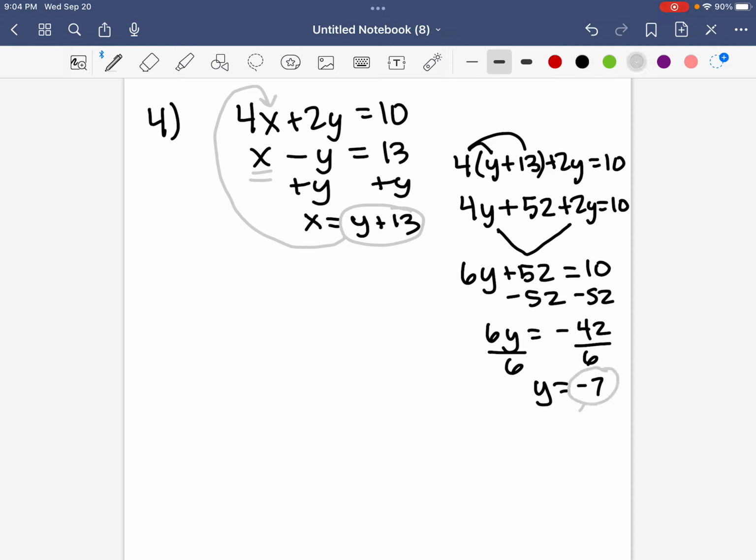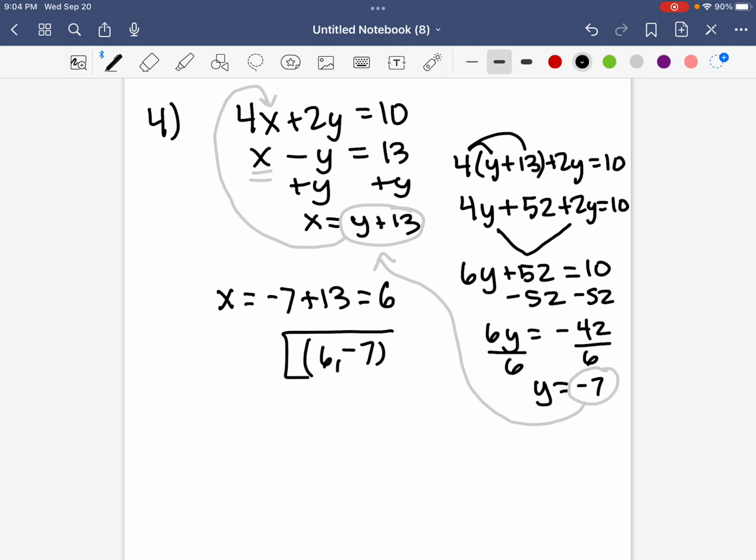Then I take this negative 7, and I plug it into the equation that I solved for x in. So x is equal to negative 7 plus 13, which is positive 8. No, it's not. 6. All right, so then my final answer is 6, negative 7.